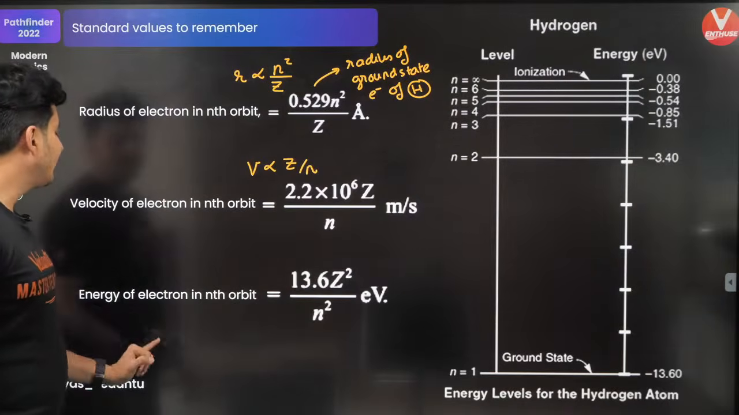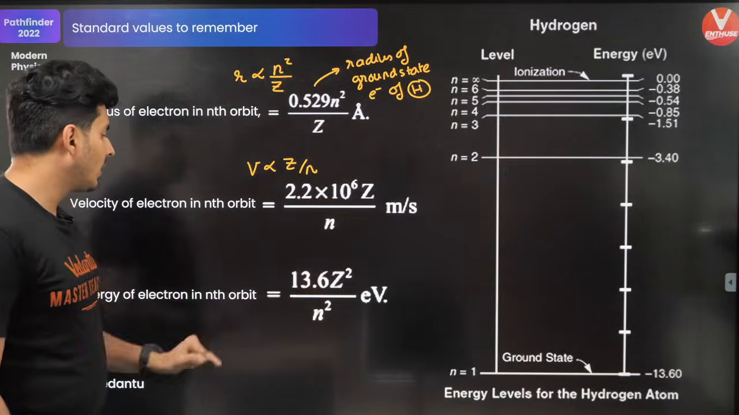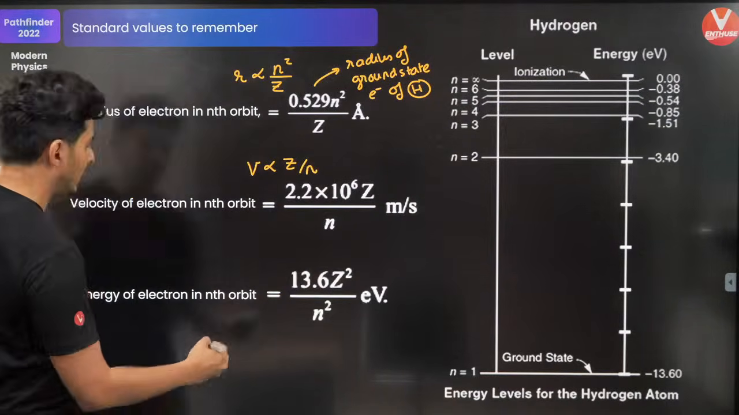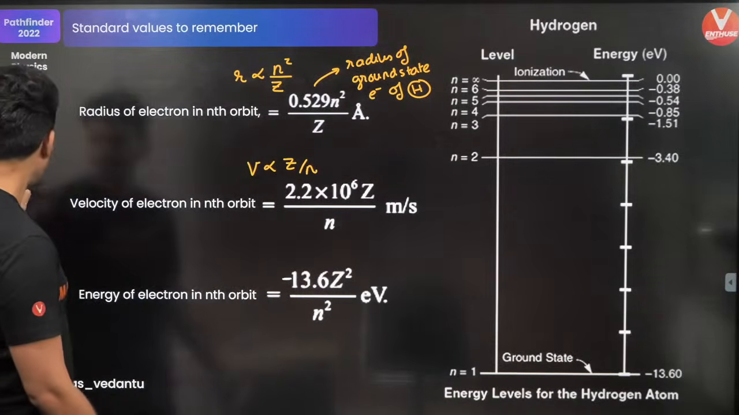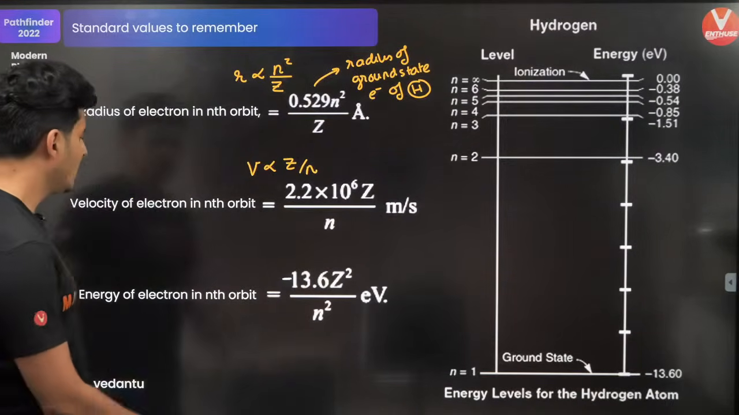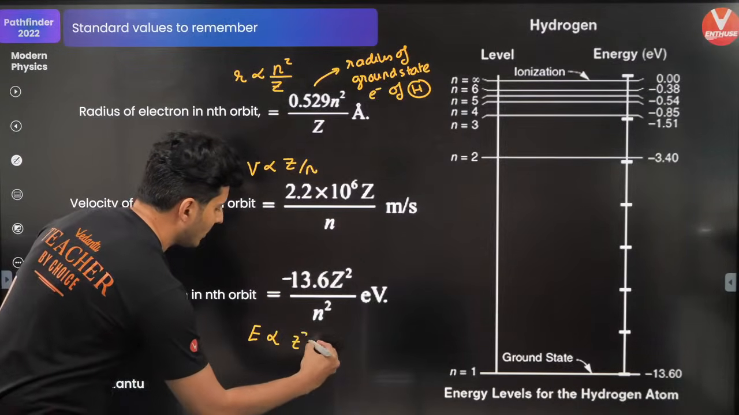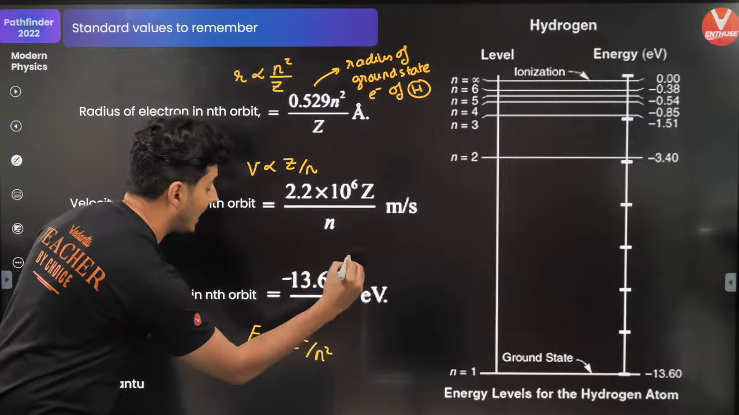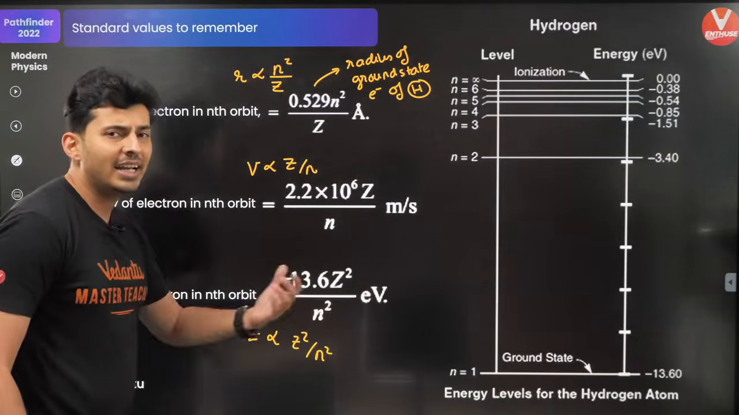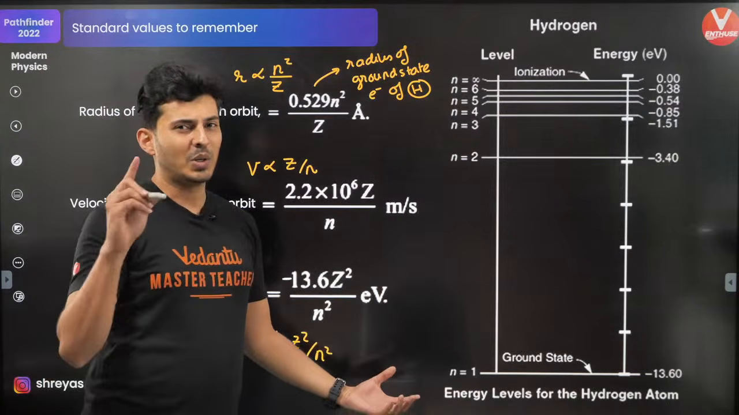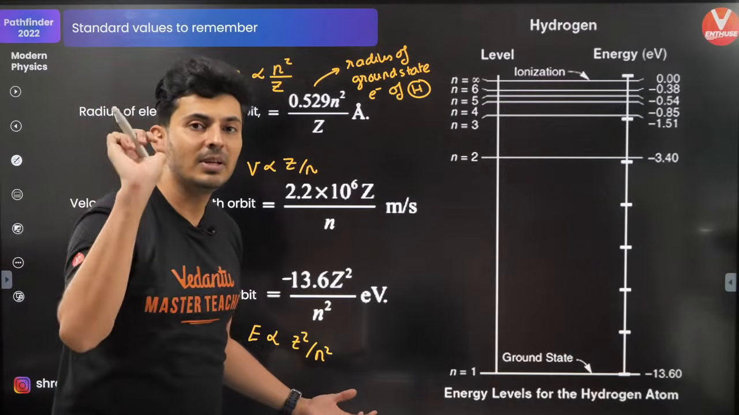Third value, energy of an electron in the nth orbit. Oops, there was a minus sign too. Let me put it right over here. Yes, this is very, very important again. So the energy is proportional to z square by n square. That's in electron volt. Why electron volt? Why not joules? Because these energies are extremely tiny.